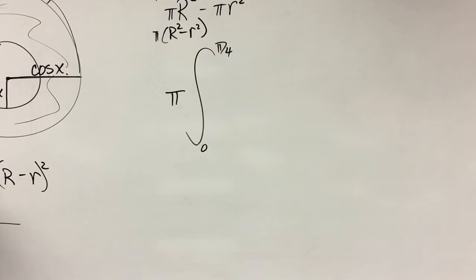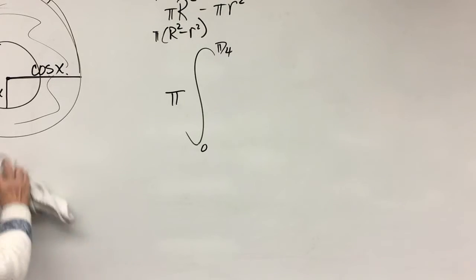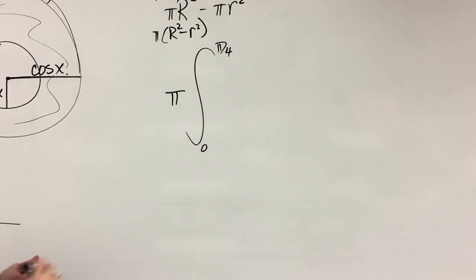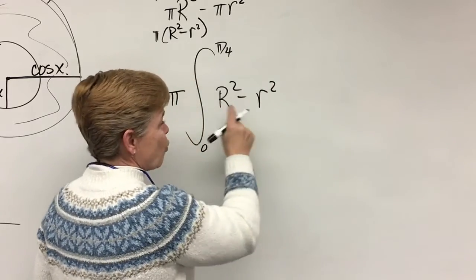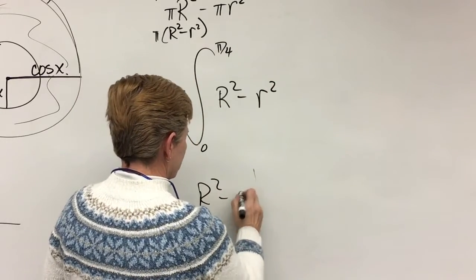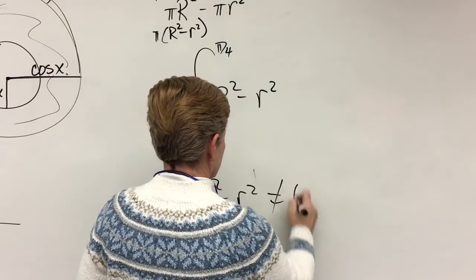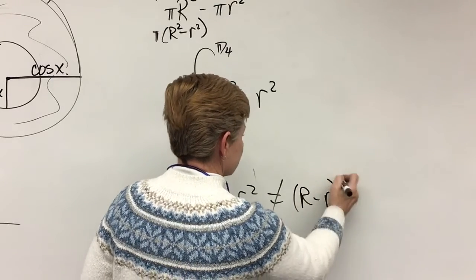Don't get stuck in trying to find the area that you're going to rotate. That is not it. It's the area of the ring created from a slice that you pull out. It is not this. Get over it. It is R squared minus r squared. That's way different. This is not the same as this. Is it?